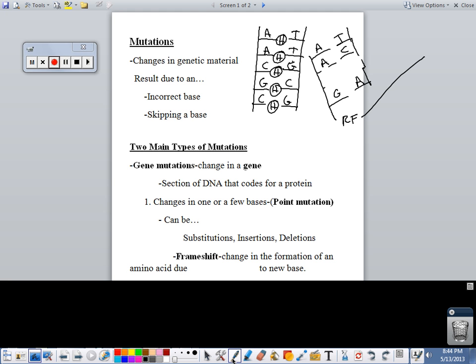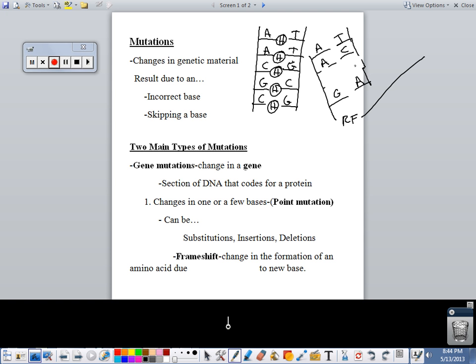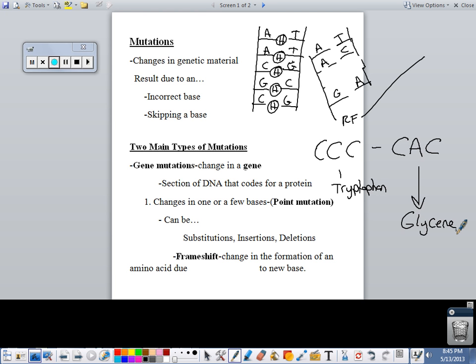And then something called a frame shift can happen. A frame shift is a change in the formation of an amino acid, which is just a protein building block, due to a new base. So if you had CCC coding for one specific amino acid, say it becomes CAC, that might code for something else. So this might be tryptophan, I'm not sure what it is actually. It's something. And this might be glycine. They're different, and that could end up with the protein being very different.